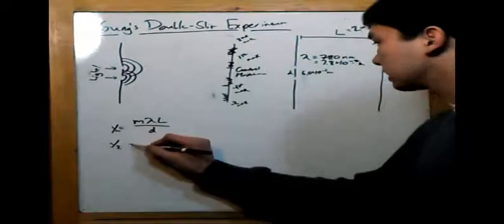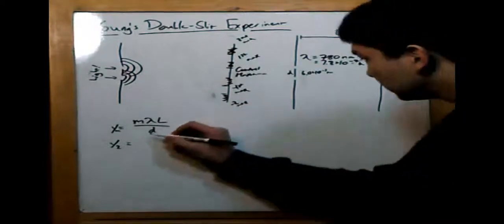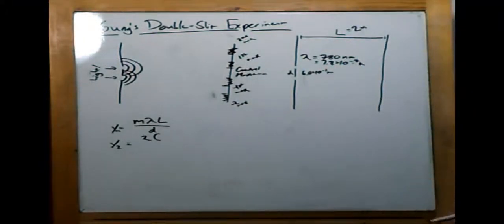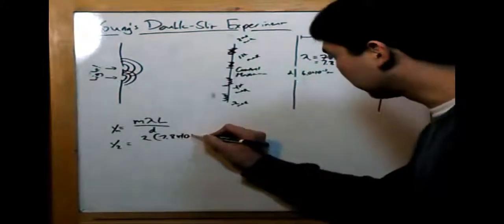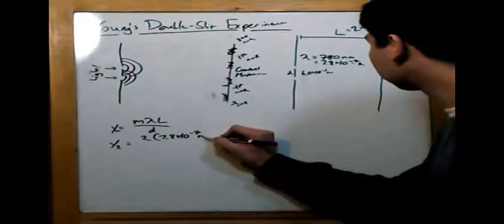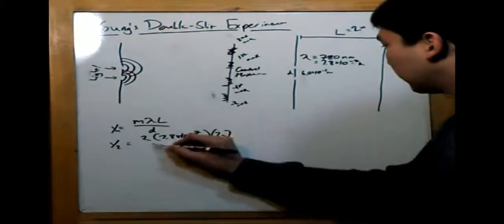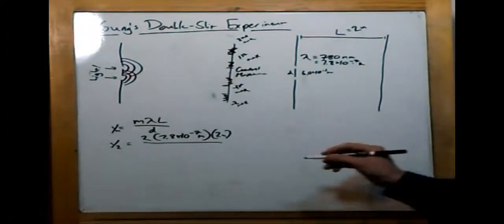So y sub 2, because we're finding the second maximum. Now keep in mind that it's the positive second maximum, not the negative second maximum. 2 times a wavelength of 780 nanometers, or 7.8 times 10 to the negative 7th meters. I'm keeping everything in meters so that we don't mess up our units. Times the length of 2 meters. And the distance between slits is 6 millimeters, or 6 times 10 to the negative 3rd meters.